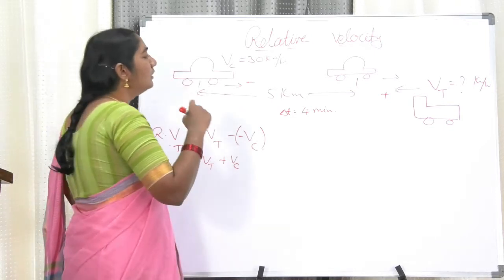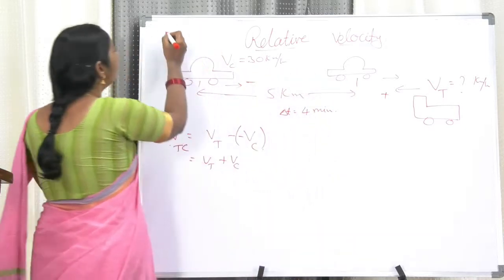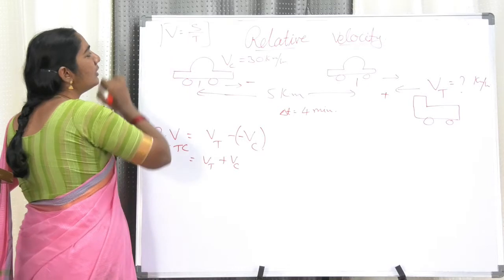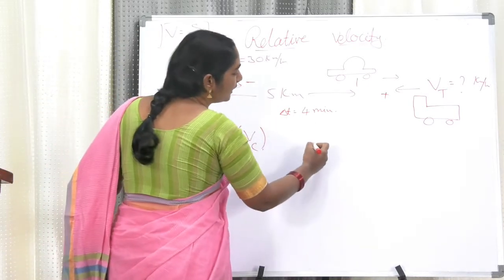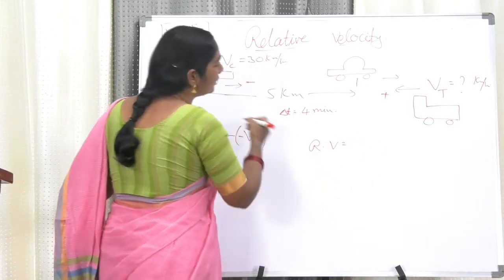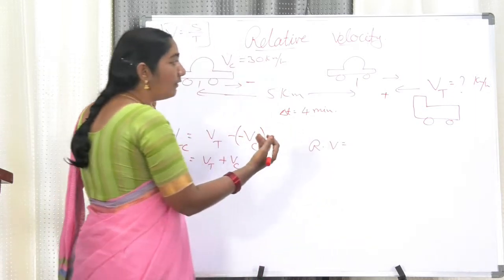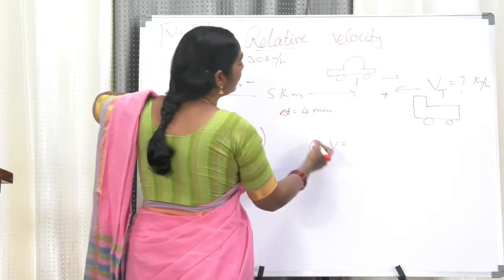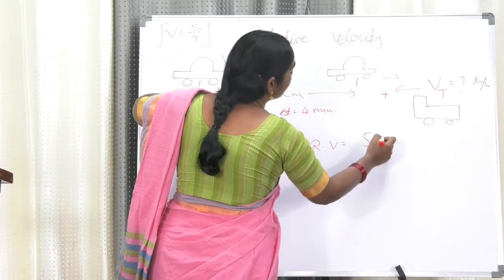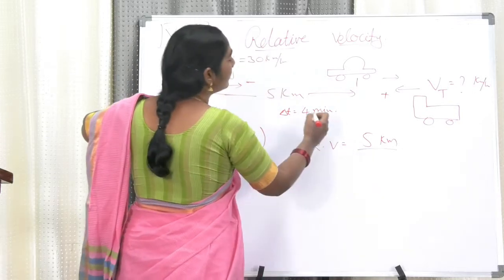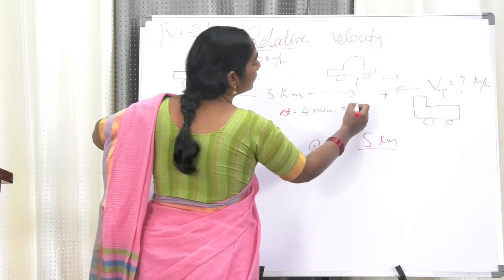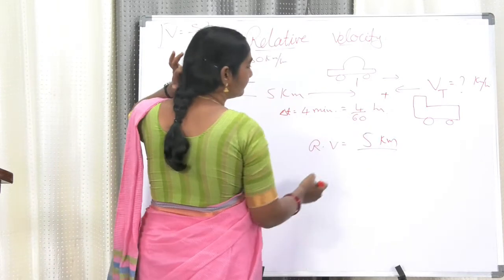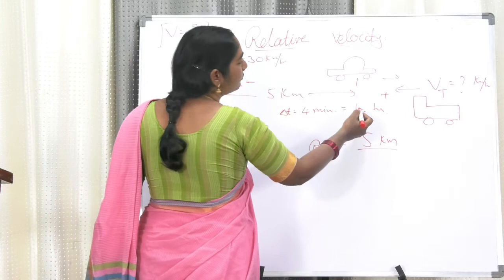Now, my dear friends, we already know the formula that velocity is equal to distance by time. It is a standard formula known to all of us. In this case, the relative velocity is also equal to distance by time. Why are we taking the relative velocity? Both are in motion, so that's the reason we consider the relative velocity. Distance is 5 kilometers. Time is 4 minutes, and you can convert the minutes into hours: 4 by 60 hours.